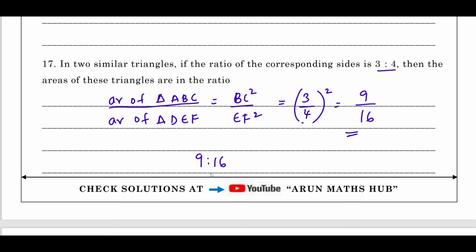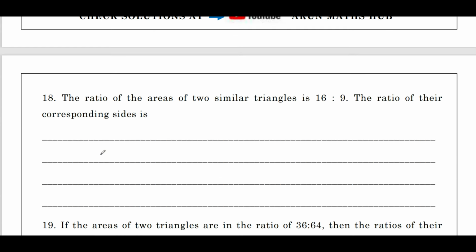When the ratio of the area is given, to find out the sides, just take the square root. Now we'll be looking at a few similar problems. See here, the ratio of areas of two similar triangles is 16:9.